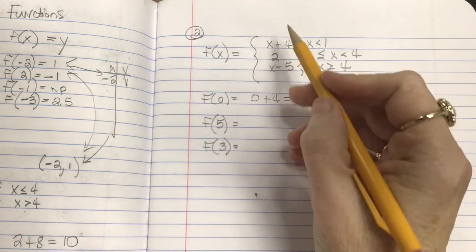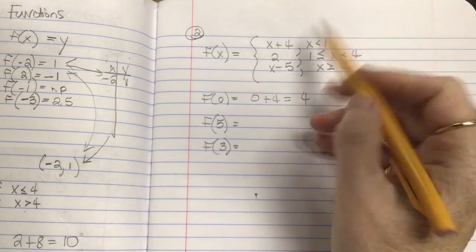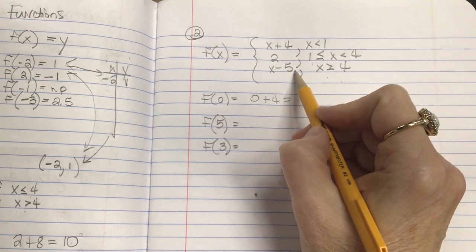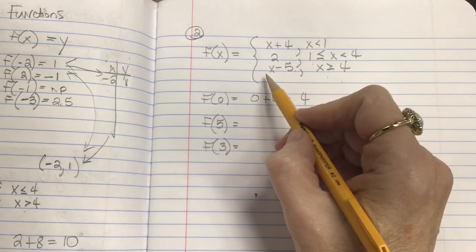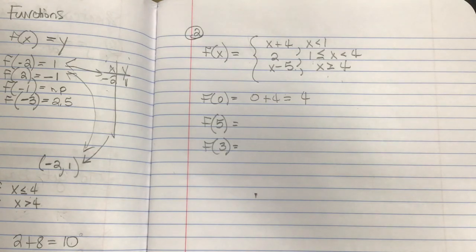Okay, and this would be a great one to graph. Slope is 1, y-intercept's 4, rise and run 1. This is a little horizontal line going through 2, and then this is another line, slope of 1 over 1, and y-intercept of -5. So that would be a great one to draw.